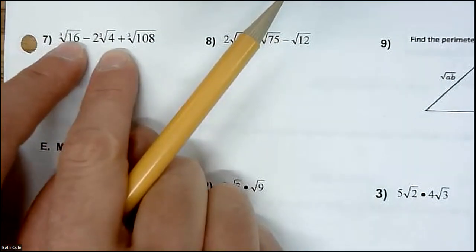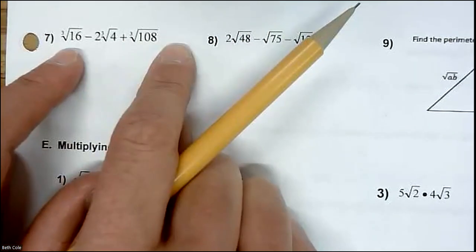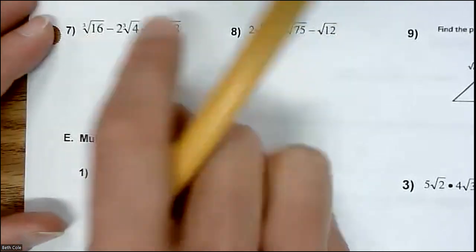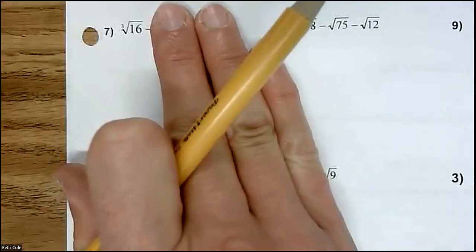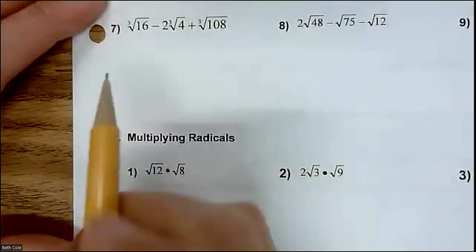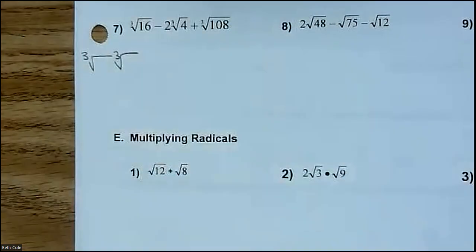Do you see how 16, 4, and 108 are all different? You can't add and subtract them until they're all the same. We're going to do them one at a time. You're going to have to write kind of small to make it fit, because your answer is going to be a little bit big. So for the cube root of 16, draw two little houses.